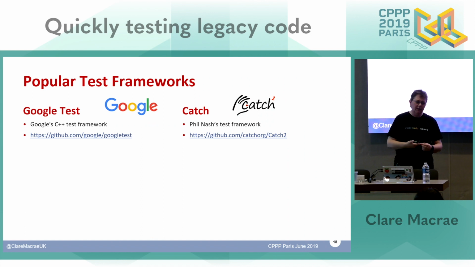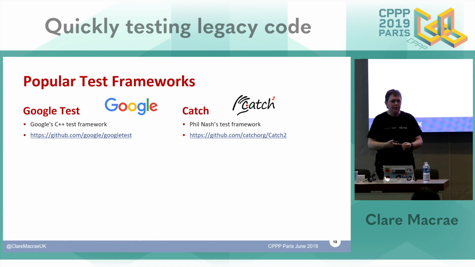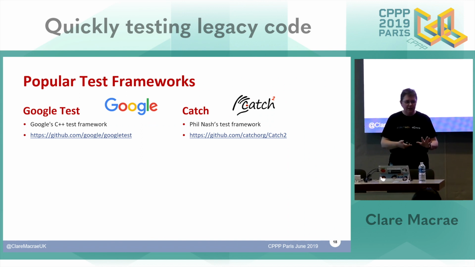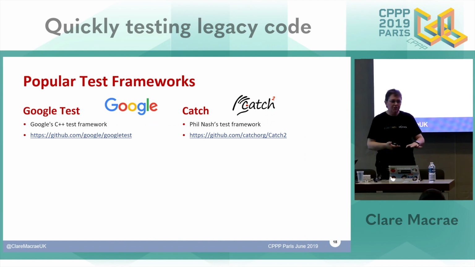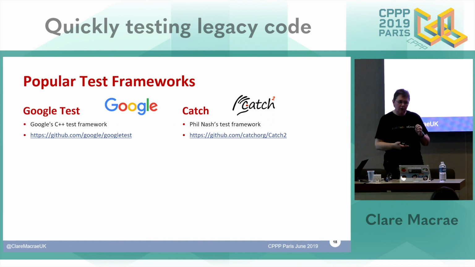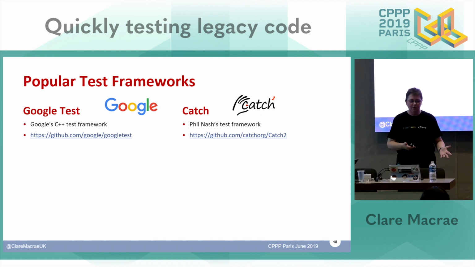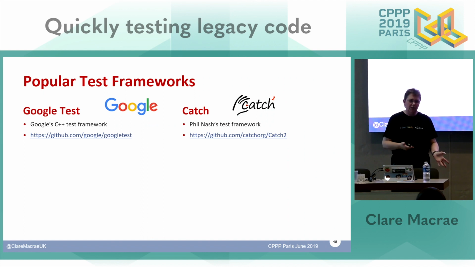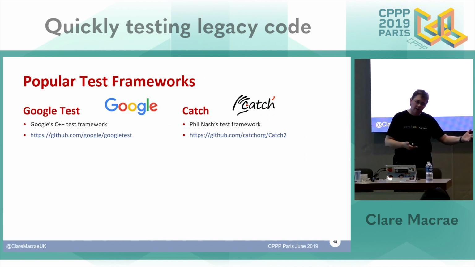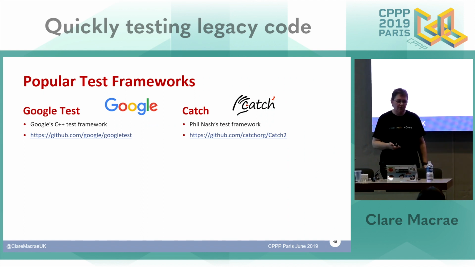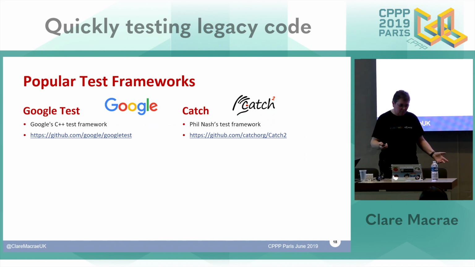Or much more recently, one called Catch. Now, the current version is Catch 2, written originally by Phil Nash, but now developed by others as well. They're both fantastic. I've used both, and really recommend both. Catch is a single header test framework, so you don't need to change your build system. You can just copy the file in. Google Test, on the other hand, requires you to be confident in your build system of adding that dependency.